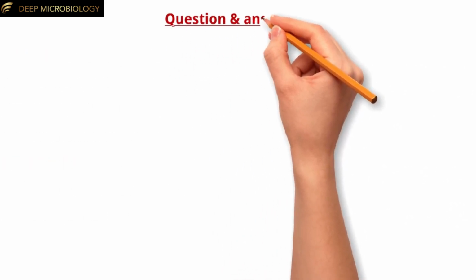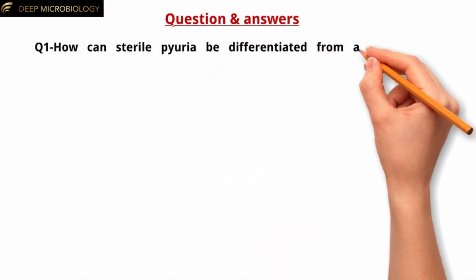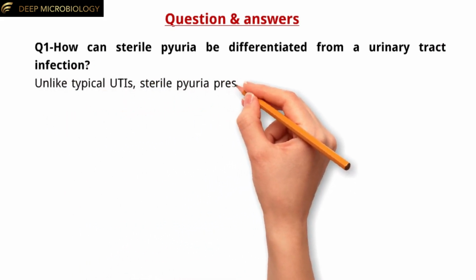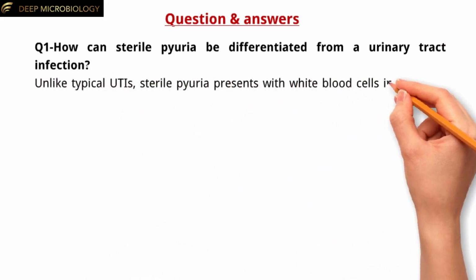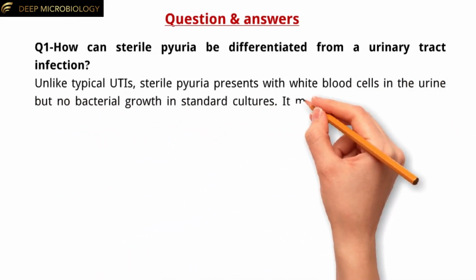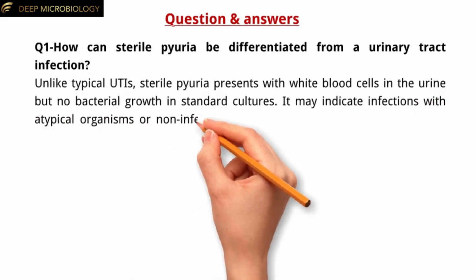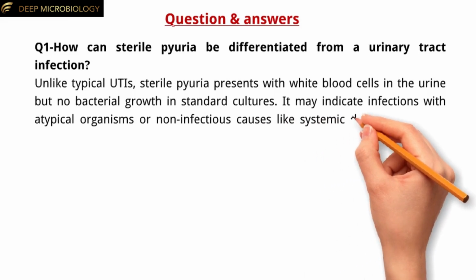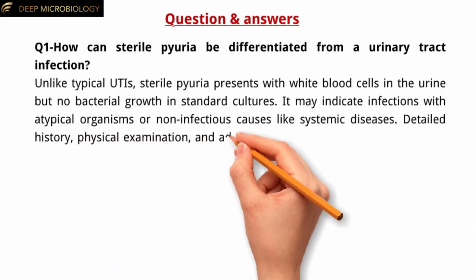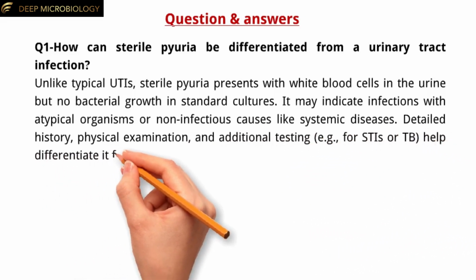Questions and answers. Question 1. How can sterile pyuria be differentiated from a urinary tract infection? Unlike typical UTIs, sterile pyuria presents with white blood cells in the urine, but no bacterial growth in standard cultures. It may indicate infections with atypical organisms or non-infectious causes like systemic diseases. Detailed history, physical examination, and additional testing, for example STIs or TB, help differentiate it from a true UTI.